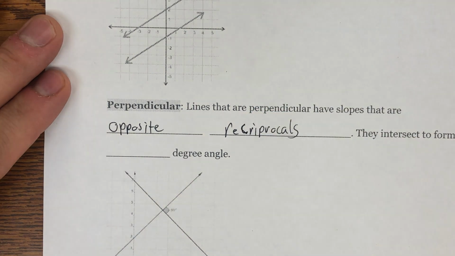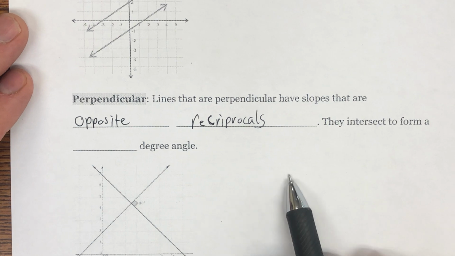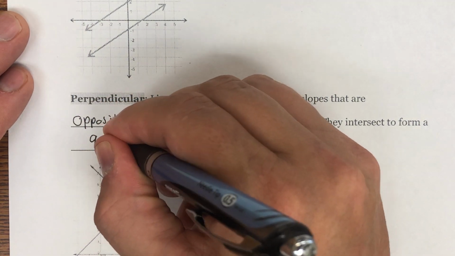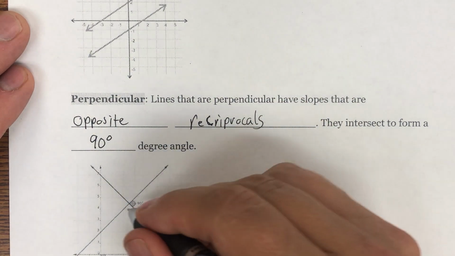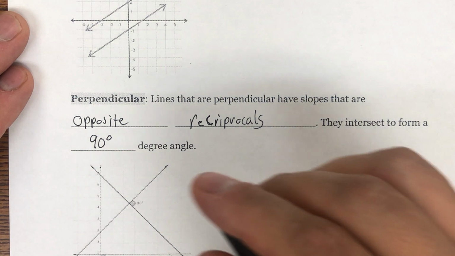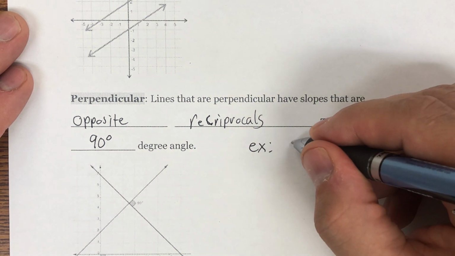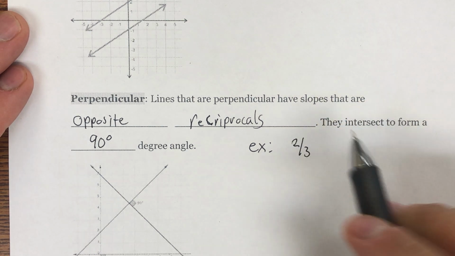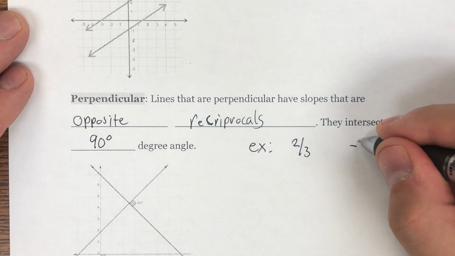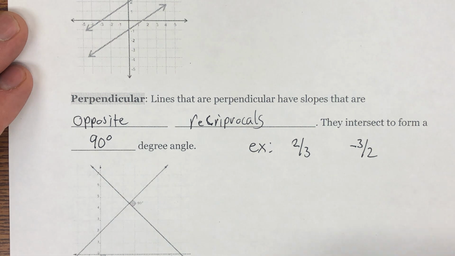Now, I'll talk about what an opposite reciprocal is here in just a second, but we also want to point out that they intersect to form 90-degree angles. So it's a 90-degree angle. 90-degree angle is marked with a box in the corner. Now, what we mean by opposite reciprocals is the slope of one, so this is an example. If the slope of one line were 2 over 3, the opposite reciprocal of 2 over 3 has to be negative 3 over 2. So one's positive, one's negative, and they're reciprocals of each other.